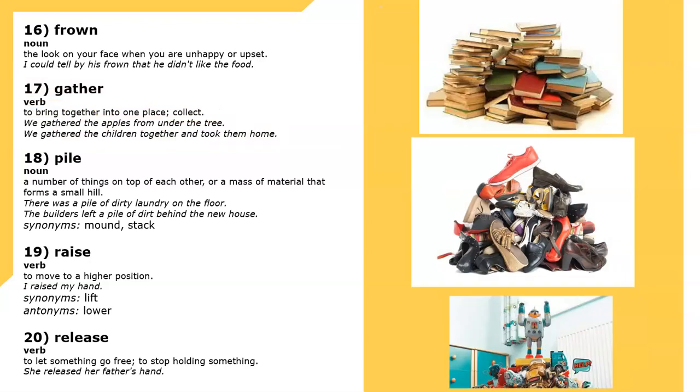Our next word is pile. Pile is a noun, and pile means when a number of things, so many things, are on top of each other, and they make something that looks like a small hill. If you look at the pictures, in the first picture we have some books, and the books look like they are a hill, like a tiny little mountain. So we can say there is a pile of books.